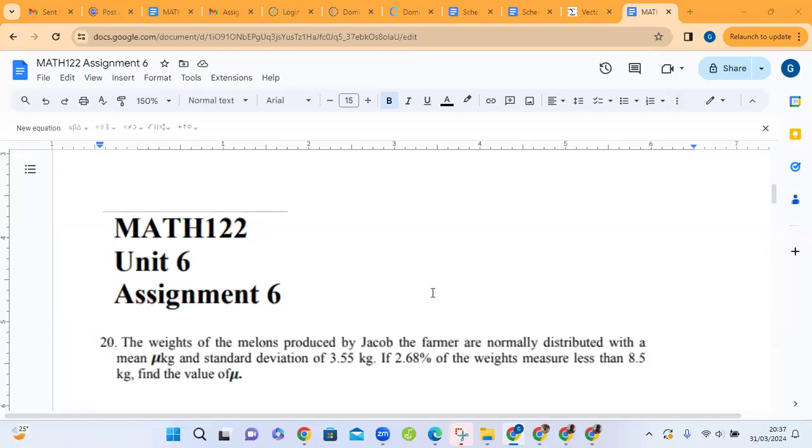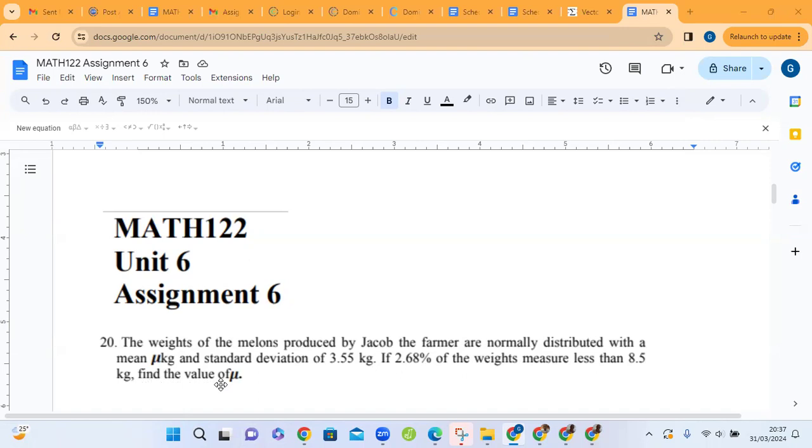This question is with regards to Math 1 to 2, Unit 6, Assignment 6 on the normal distribution. Question number 20. It says the weights of the melons produced by Jacob, the farmer, are normally distributed with a mean of mu kilograms and standard deviation of 3.55 kilograms. If 2.68% of the weights measure less than 8.5 kilograms, find the value of mu.